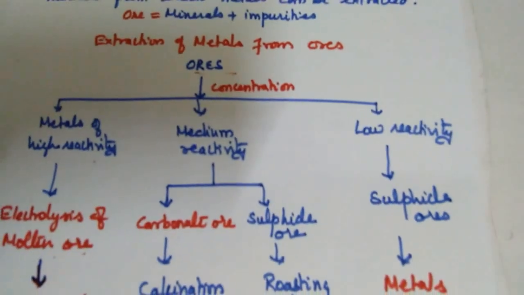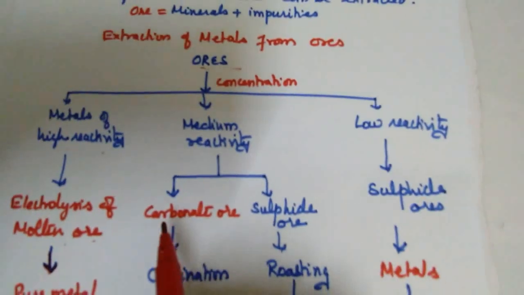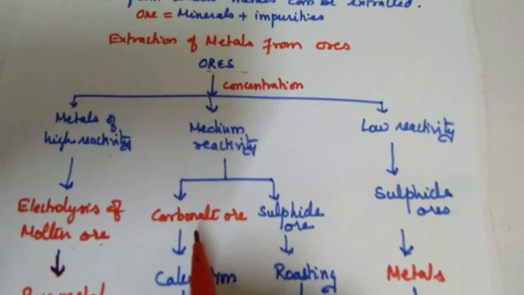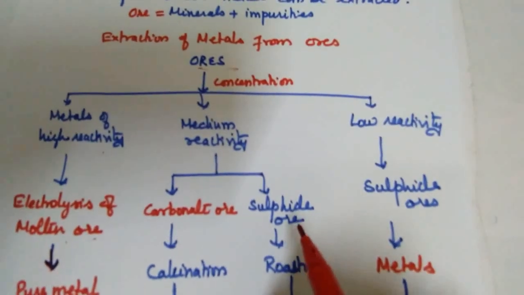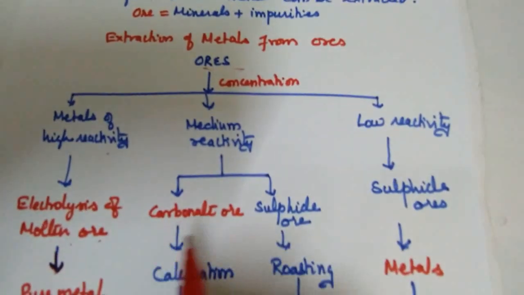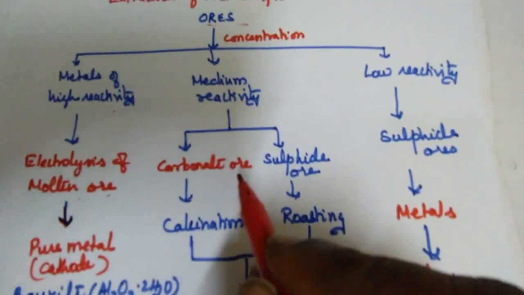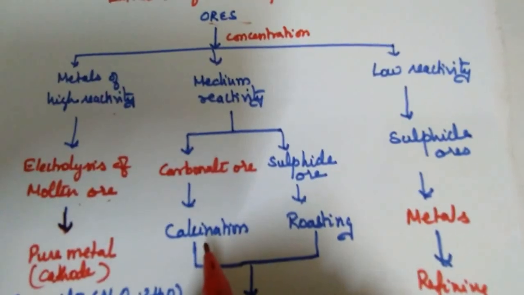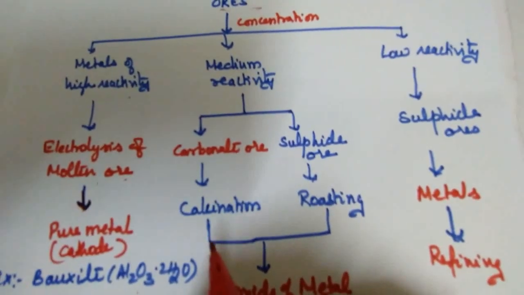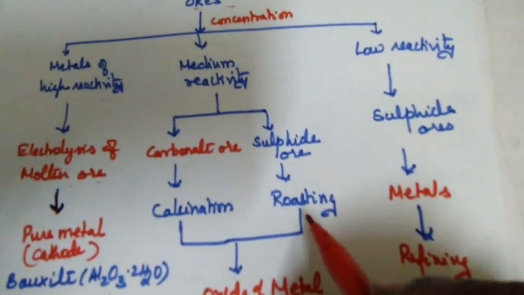Then we have medium reactivity. In medium reactivity, we have two types of ore. One is carbonate ore, where we get calcium carbonate, lime. We have sulfide ore, where we get iron sulfide. So we are getting two kinds of ore of medium reactivity. If it is carbonate ore, we need to calcinate it, the calcination process. If it is sulfide ore, we do roasting.